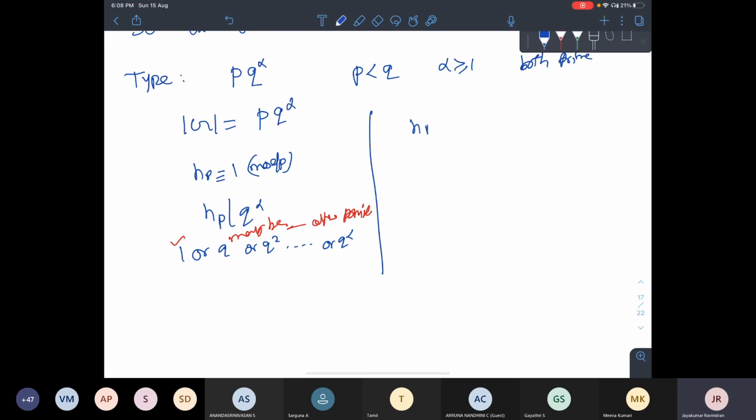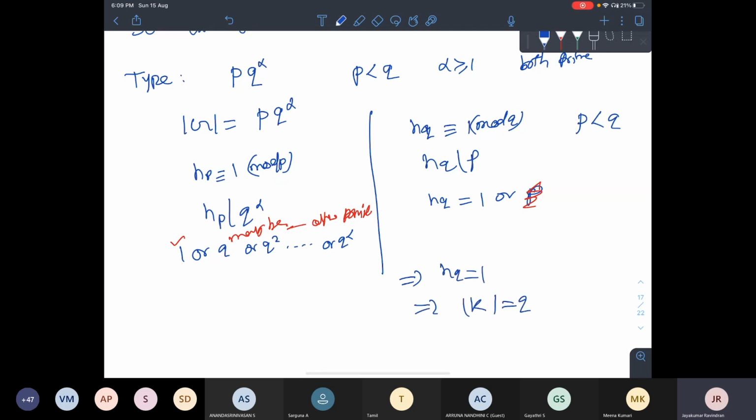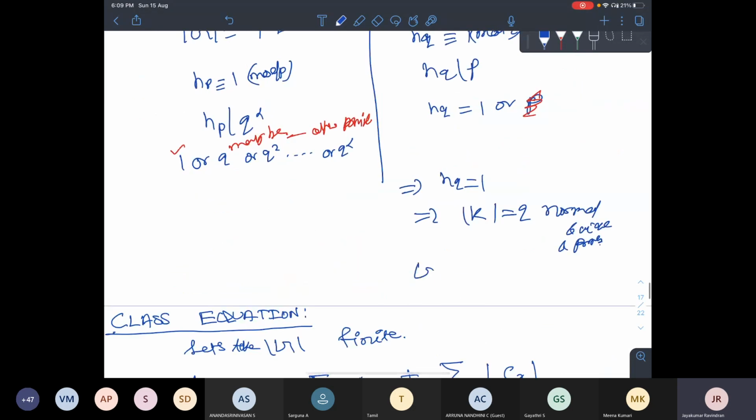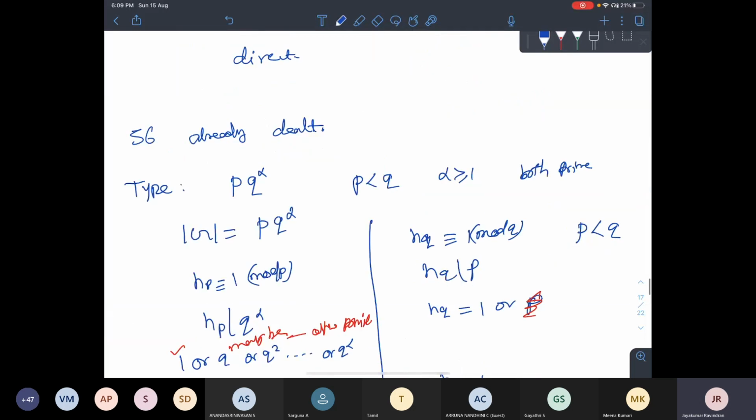This side, NQ is congruent to 1 mod Q. NQ divides P. NQ is equal to 1 or P. But P is not possible because this is not possible. So this says that NQ is 1. That implies K is normal, unique and proper. So for the type P Q power alpha, G is not simple. Okay, so this is one special case of that.